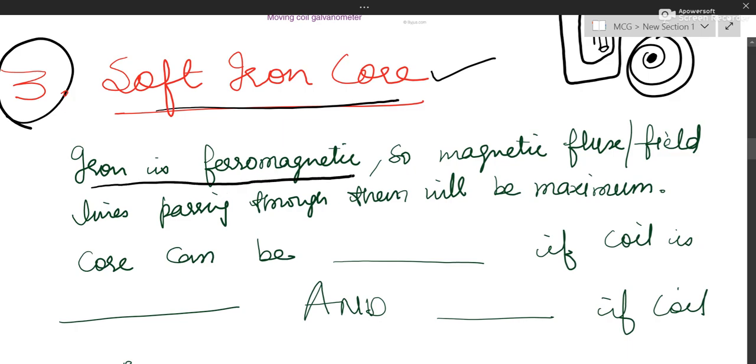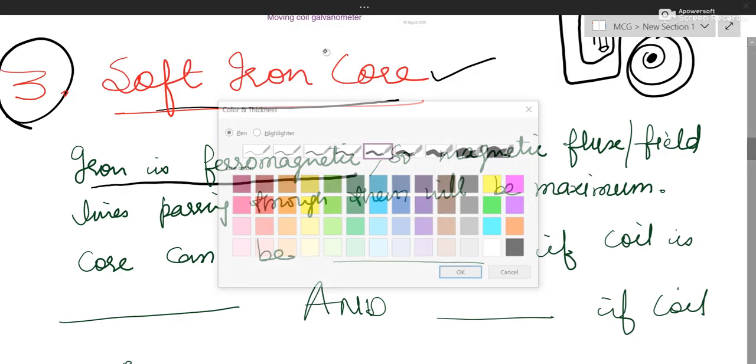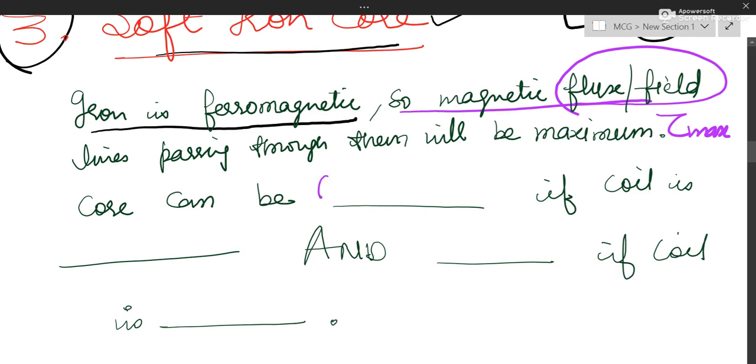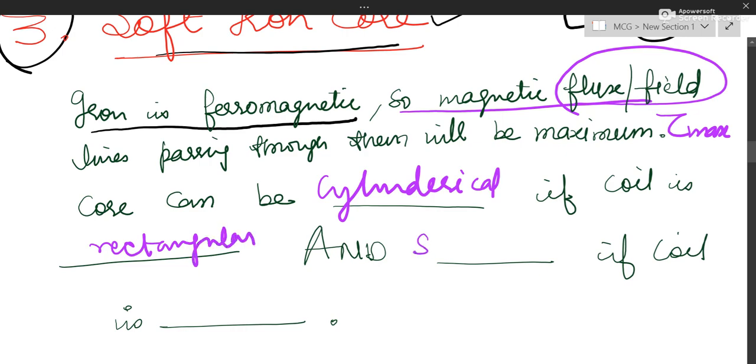Because soft iron is ferromagnetic. So what are the benefits of ferromagnetic substances? Ferromagnetic substances mean they will catch magnetic field lines maximum. Maximum magnetic field lines will be caught by them. So flux will be maximum, so torque will be maximum. Now core can be cylindrical if coil is rectangular, and core can be spherical if coil is circular. So these are three steps of construction.